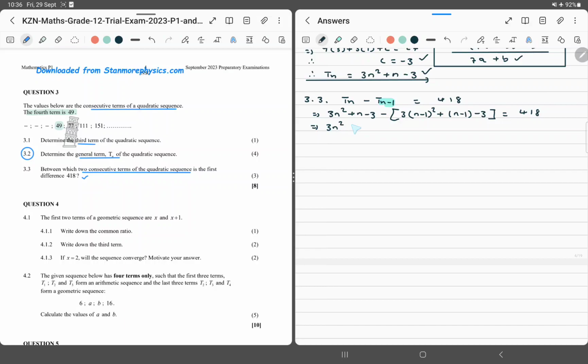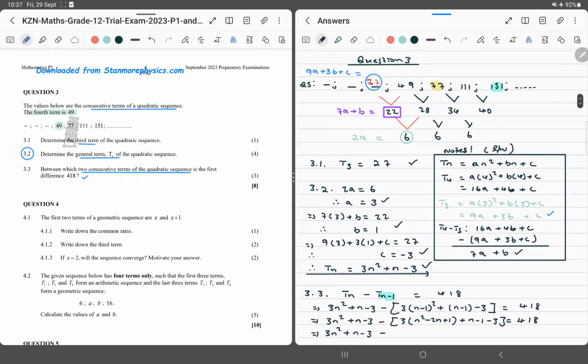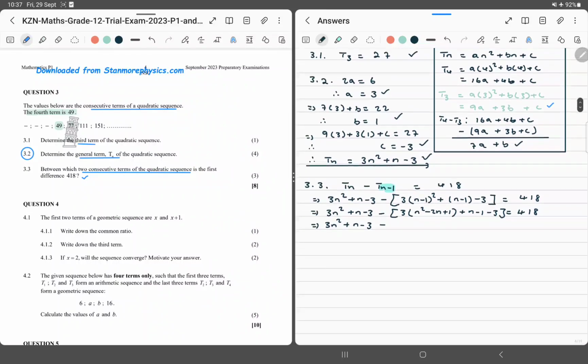Okay, this implies that 3n squared plus n minus 3 minus, we sort this out, 3 into n squared minus 2n plus 1 plus n minus 1 minus 3 is equal to 418. Okay, maybe this approach is a bit hectic, but familiarize yourselves with these things. Your logic needs to kick in when you're sorting out these questions. I always like to do what I'm given, some justice, rather than to always look for something else. But here what you could do, you could go back until you find the first term of the first differences. Then you sort out the general term. You equate it to 418 and you solve for n. That could work, but it's still going to be a bit of work as well.